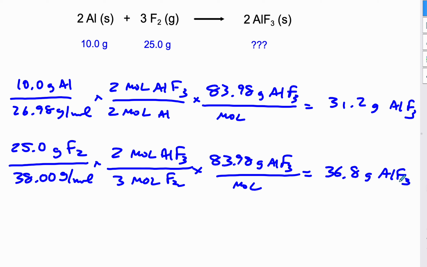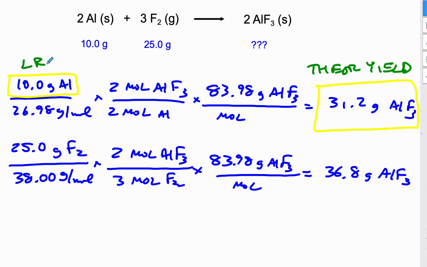So, if aluminum is the limiting reactant, I'll get 31.2 grams of product. If fluorine is the limiting reactant, I will get 36.8 grams of product. They can't both be correct. Which one is correct? Obviously, the smaller one is correct. So, I'll put a box around the 31.2 grams of aluminum fluoride. I will label that as the correct theoretical yield. I will go back and now indicate that my 10.0 grams of aluminum represent the limiting reactant, and my 25.0 grams of fluorine are the reactant that is present in excess.